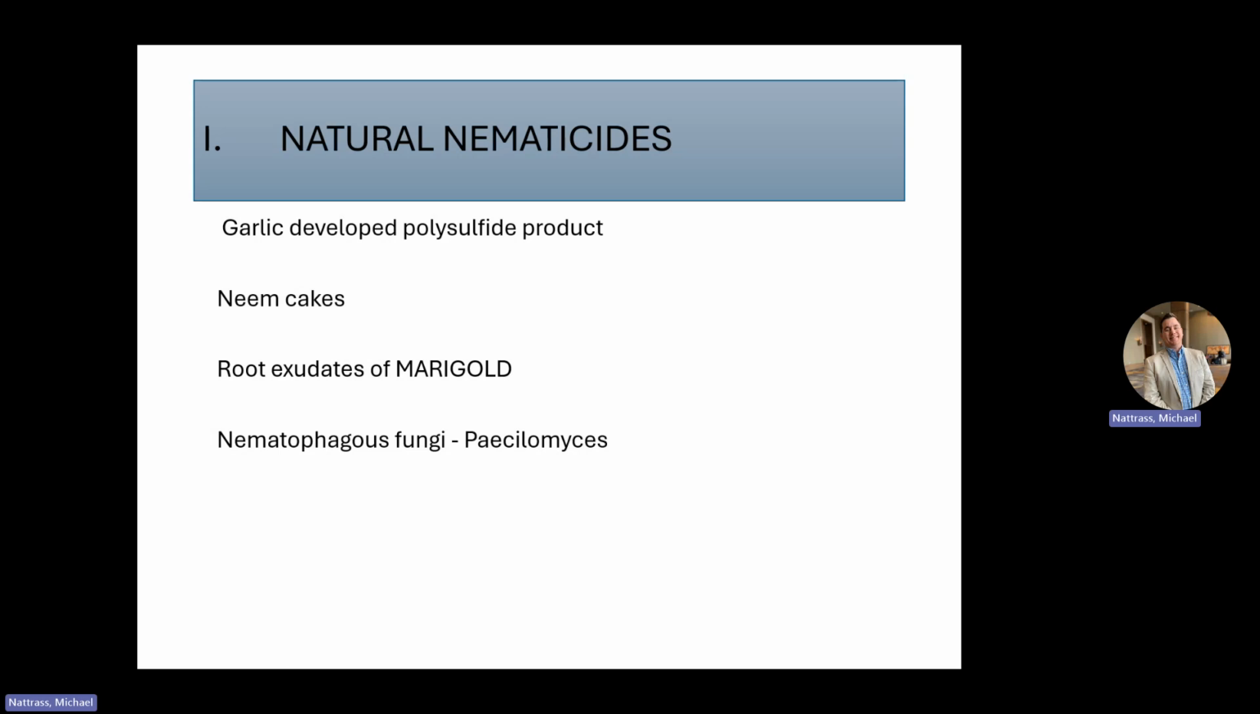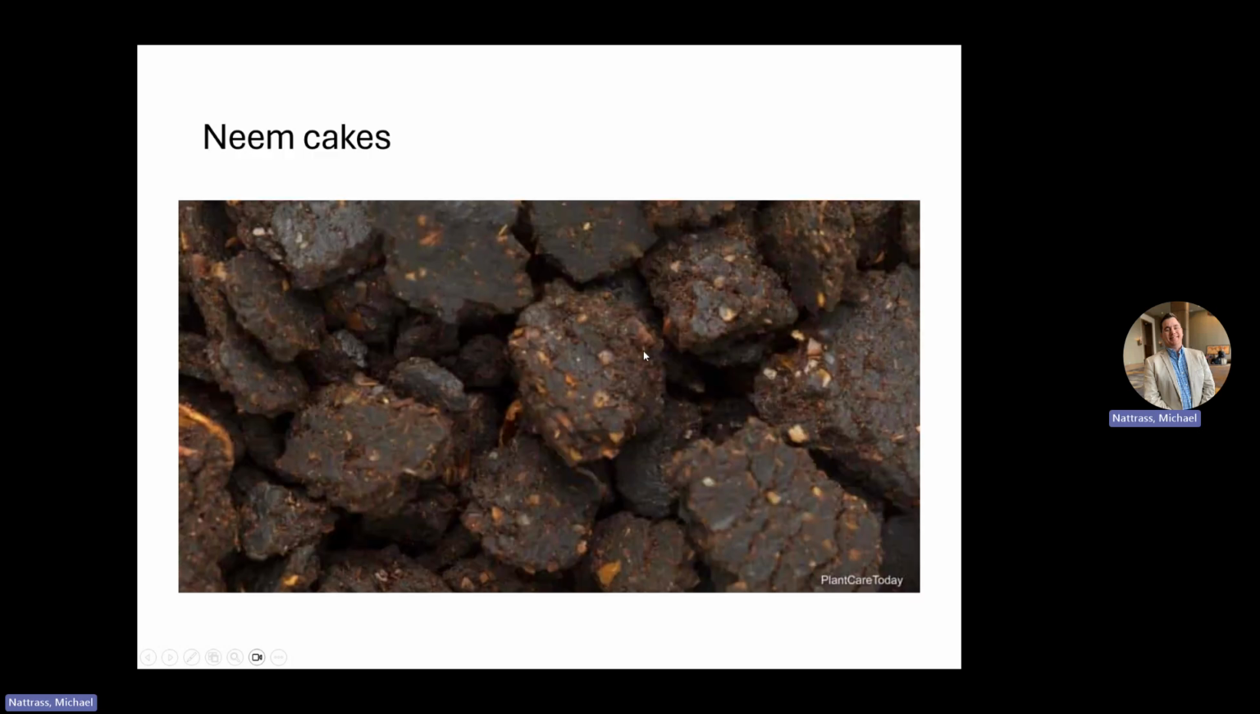All right, so our natural ones, there are going to be some garlic polysulfide products. We've got neem cakes. We've got root exudates of marigold. So, kind of allelopathy. That's kind of Dr. Pierce's area of expertise, or at least knowledge base. And then we do have some fungi that are predators of nematodes. So there's going to be a biological control for that.